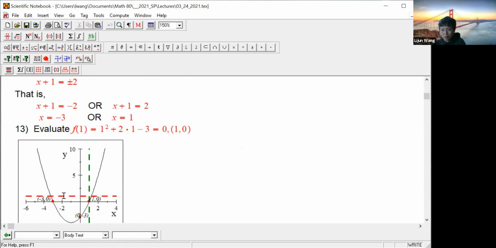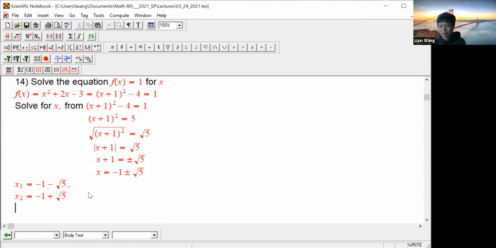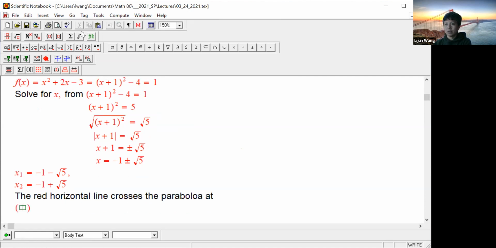Yes, there are 2 spots, 2 points, because you see the red horizontal line cuts the curve. And the crossing, what is the crossing? The red horizontal line crosses the parabola at 2 points. One is (-1 minus root 5, 1). And there's another point, (-1 plus root 5, 1). Okay, so these are the 2 points of the crossing.